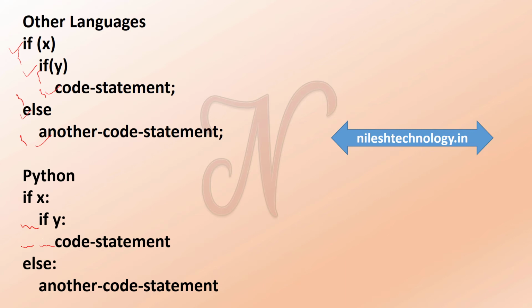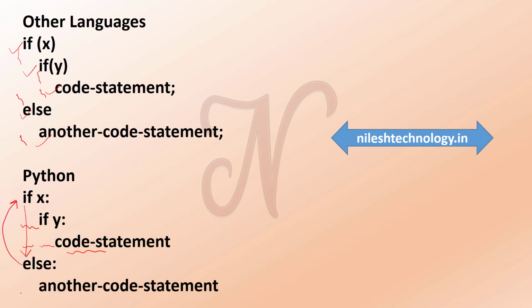Why two tabs? The first tab means you are entering the first if, and the second tab means you are entering the second if. So this is the two-level indentation, and this is your code. See here, the else lines up with my outer if, which means this is the else of this if.